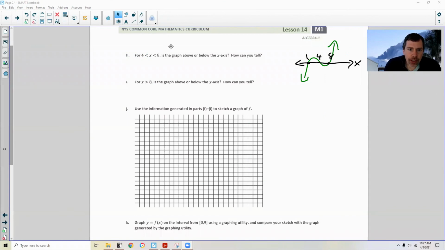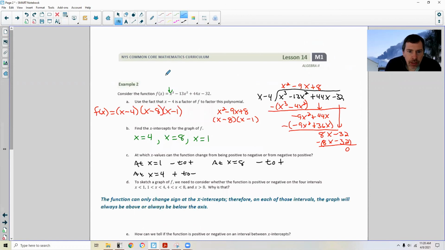Okay, H says 4, the interval from 4 to 8. So any numbers between 4 and 8, is the graph above or below the x-axis? Well, between 4 and 8, if you look at the diagram I brought over, you'd be down here. It would be below. But let's just do it algebraically. And what was the function? X cubed minus 13x squared plus 44x minus 32.